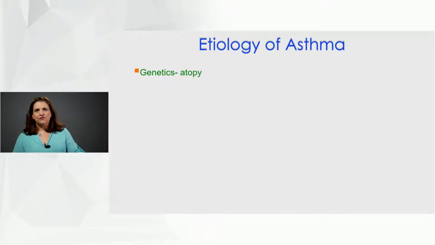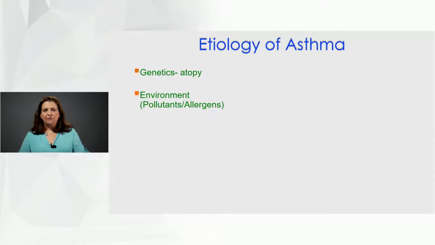So what predisposes children to having asthma? Well, first there's genetics. Certainly a family history of asthma or atopy makes a child more likely to develop asthma. There are environmental factors as well, such as pollutants and allergens that contribute to the development of asthma. And obesity is also known to contribute to the development of asthma.